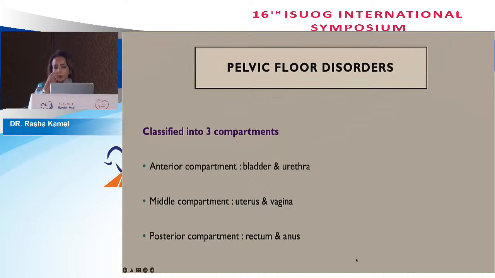Anatomically, pelvic floor disorders are classified into 3 compartments. The anterior compartment is the bladder and the urethra, the middle compartment, uterus and the vagina, and the posterior compartment are the disorders of the rectum and the anus. Of course, this is a rather simplistic approach because usually it is a multi-compartmental disorder involving more than one compartment together.